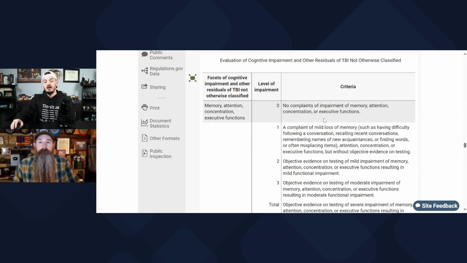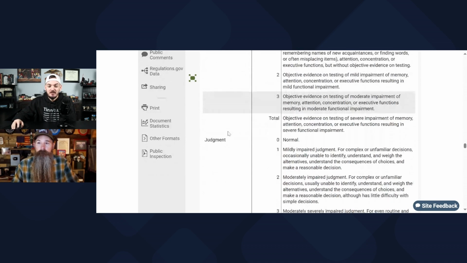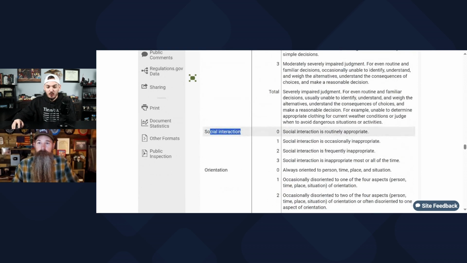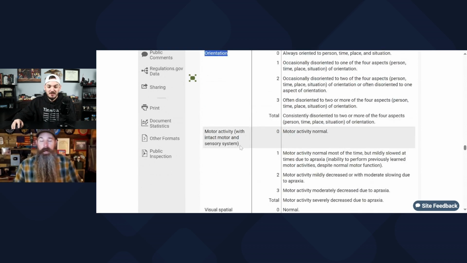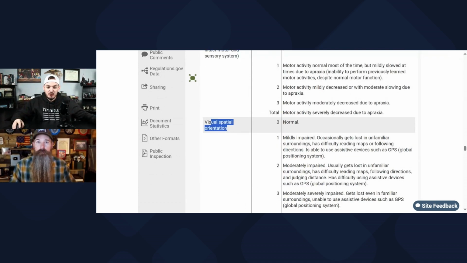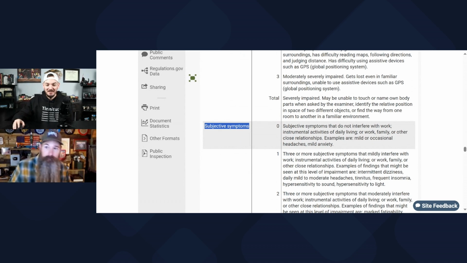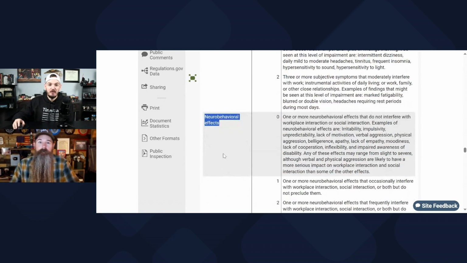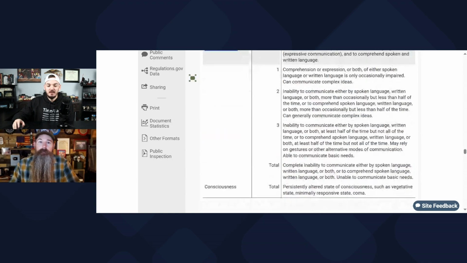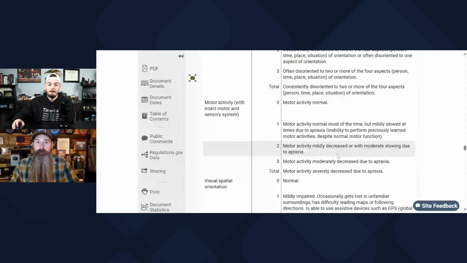Let me get off the highlighter. So mental health has 5 buckets. TBI has 1 for memory, attention, concentration, executive functions, 2 for judgment, 3 social interaction, 4 is orientation, 5 is motor activity, right? So doing things. Visual spatial orientation is 6. So now we're already past mental health. We have subjective symptoms, which is just my favorite bucket name of all time, number 7, neurobehavioral effects, number 8, communication is number 9, and consciousness is number 10. So now we have 10 buckets, okay?